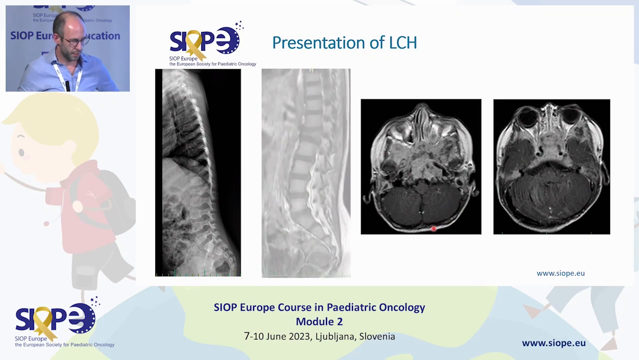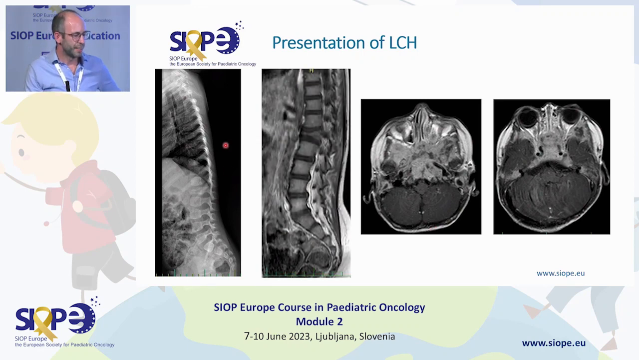Vertebra plana, another typical presentation of LCH. This is the destruction of a skull base. Historically, this patient would be classified as Hand-Schüller-Christian: the osteolytic lesion on the skull base, the mass pushes the eyes to the front, so exophthalmos, and diabetes insipidus, because this destroys the neurohypophysis.